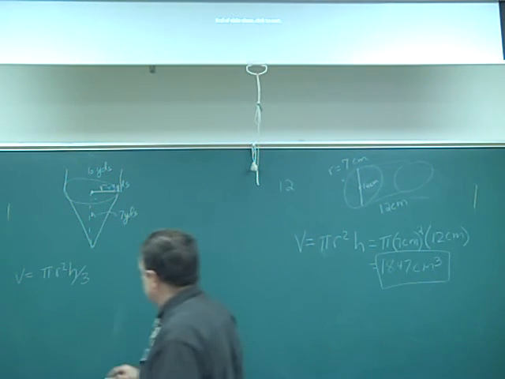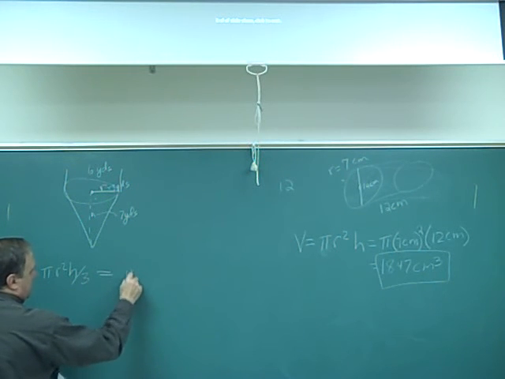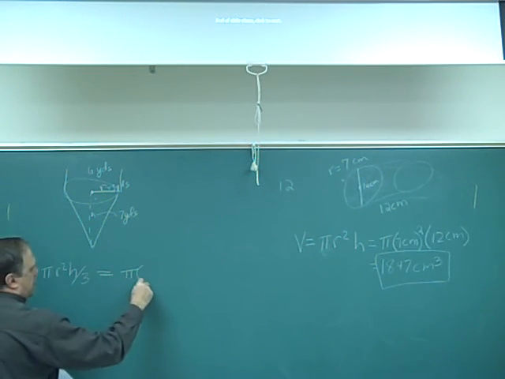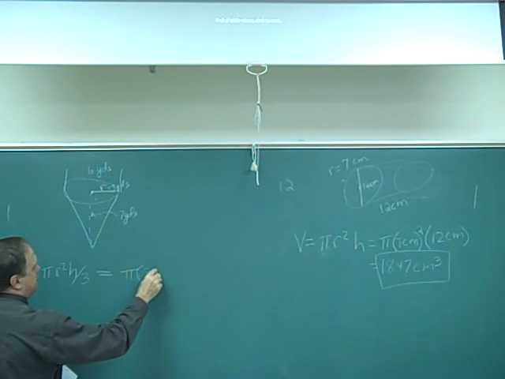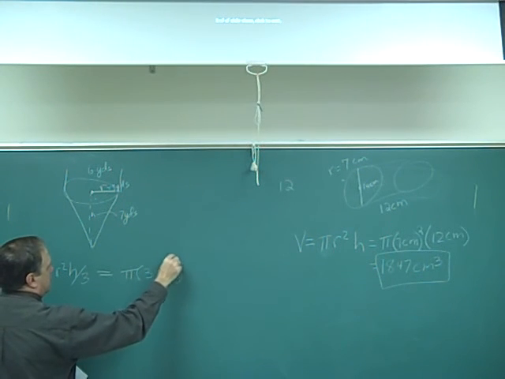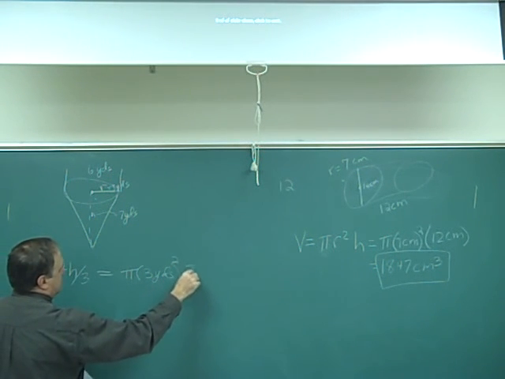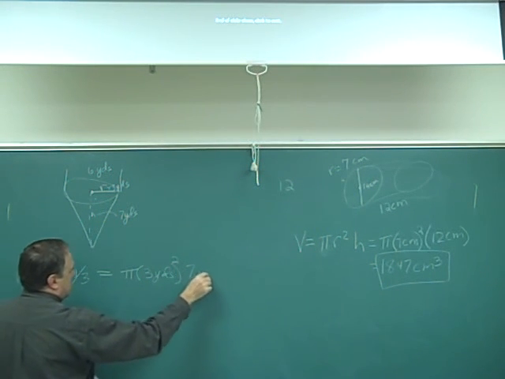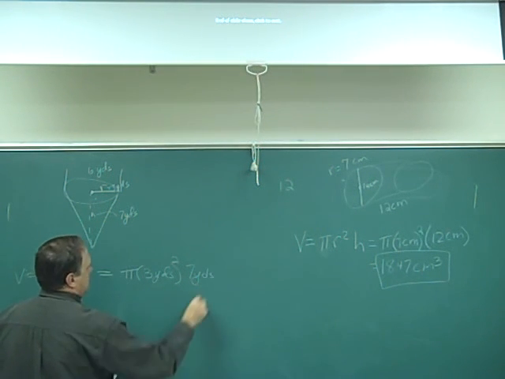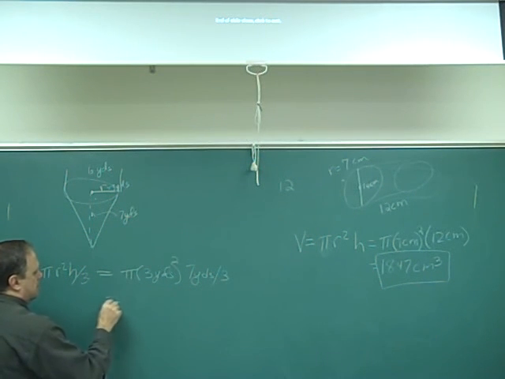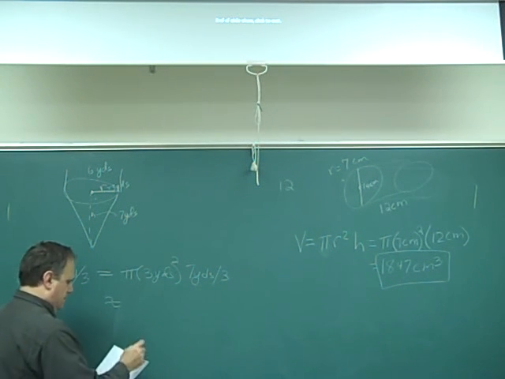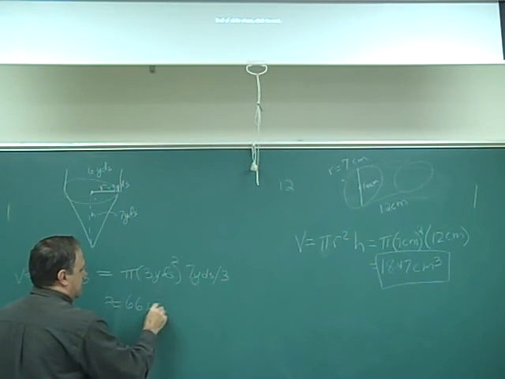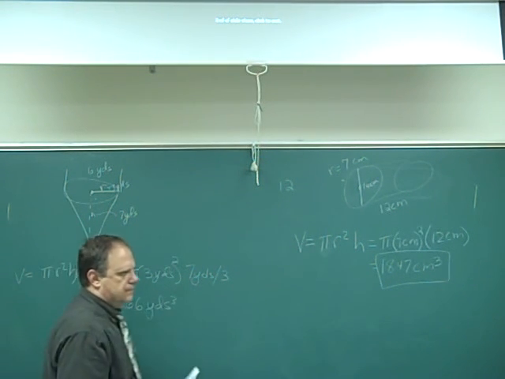Okay? So our equation is going to be pi, right? And then we're going to put in here what for the radius? 3 yards squared times the height is 7 yards. And then divide by 3. Okay? And what do we get? 66 yards cubed. Right, 66 yards cubed. Okay?